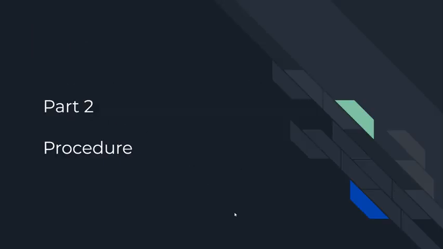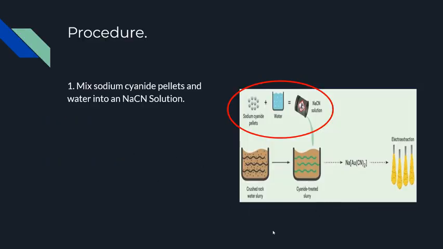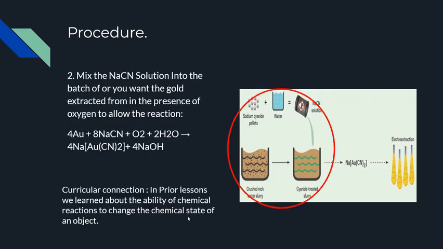Part 2, Procedure. So this is a very brief description of how cyanide is used in the extraction of gold. First, you mix some sodium cyanide pellets and water to create a sodium cyanide solution. And then you mix the sodium cyanide solution into the batch of rocks and ore that you think the gold is in, which allows for the reaction shown on screen.